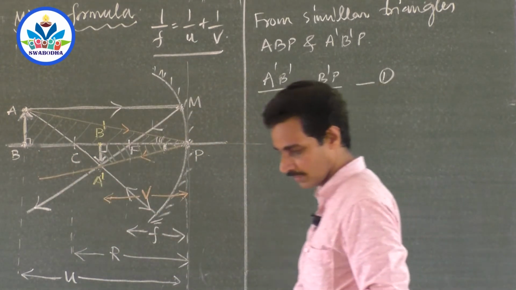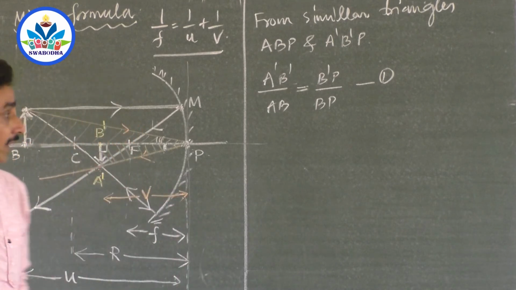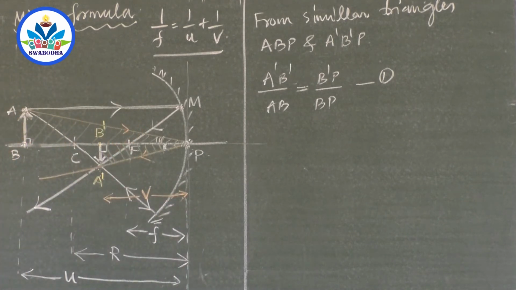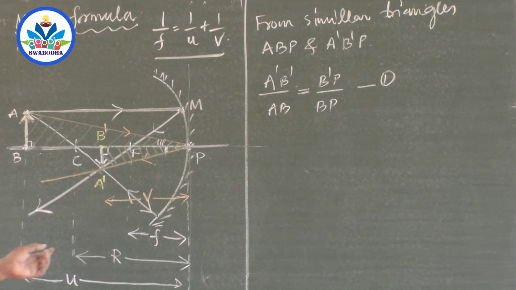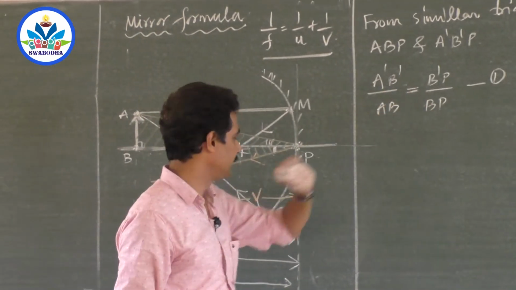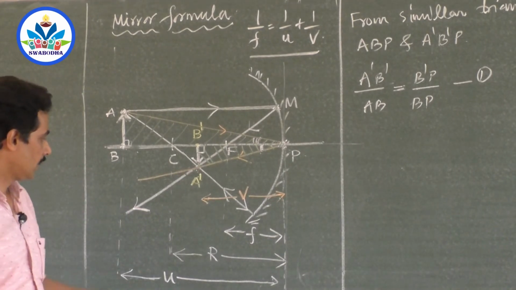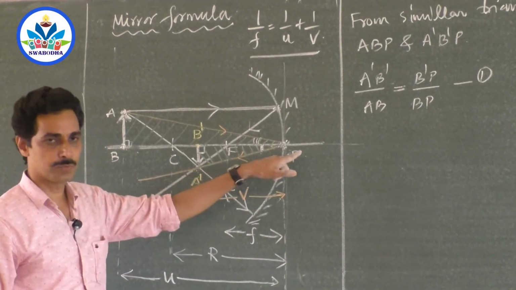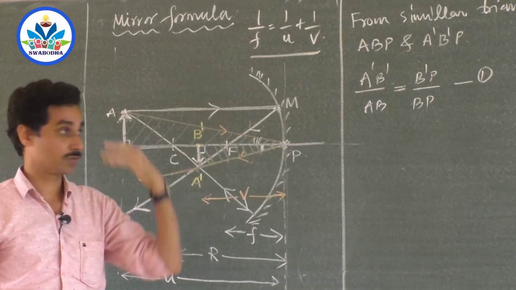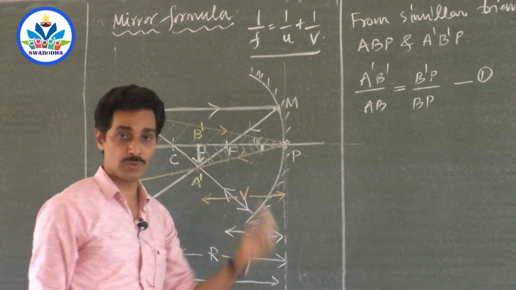Yes, that is one thing. That is one equation. Okay. Sir, is it over? No. But we were able to get B dash P and BP into the picture. What is B dash P? B dash P is the image distance from B dash to the pole. What is BP? Object distance. So two things have come into the picture, U and V.